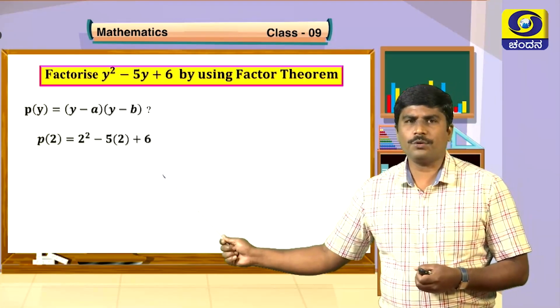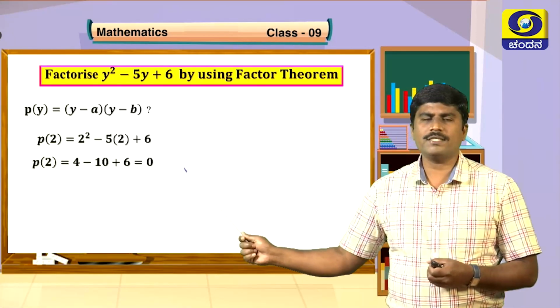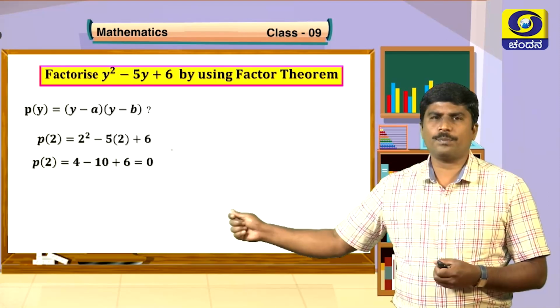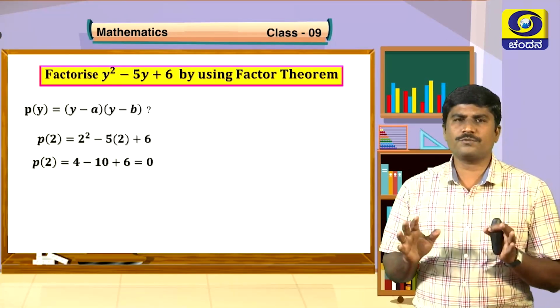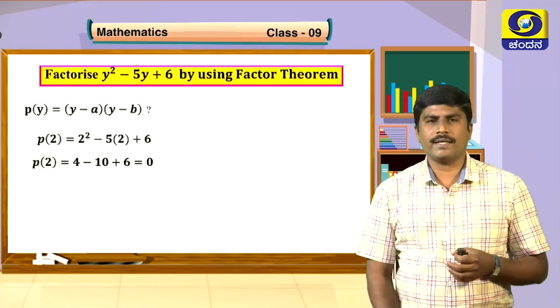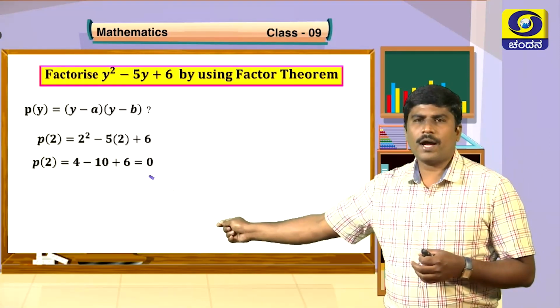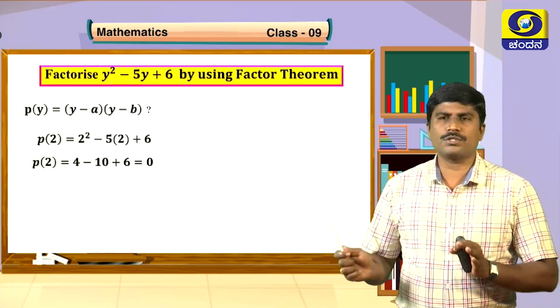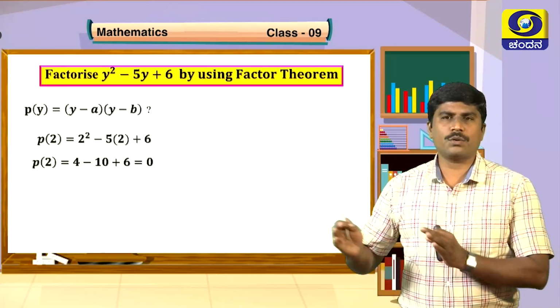If P of 2, if you put the value y is equal to 2, what will you get? 2 square minus 5 into 2 plus 6. Here 2 square means 4, 5 into 2 is equal to minus 10, and 6. If you add 4 and 6 you will get 10, 10 minus 10 is equal to 0. Now P of 2 is equal to 0.